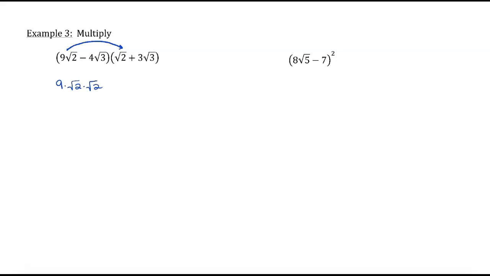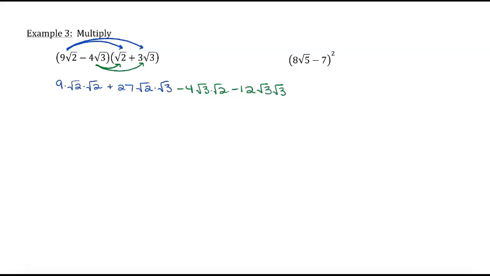Then we have 9 root 2 times 3 root 3. 9 times 3 is 27, so we have 27 times the square root of 2 times the square root of 3. Distributing negative 4 root 3 to both terms in the second factor, we have negative 4 root 3 times root 2, and negative 4 times 3 root 3. Negative 4 times 3 is negative 12, so we have negative 12 root 3 root 3.